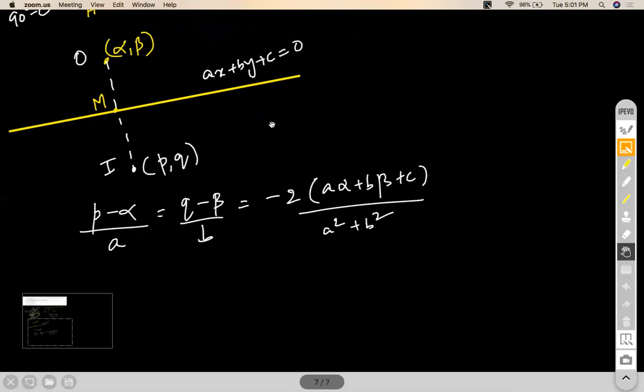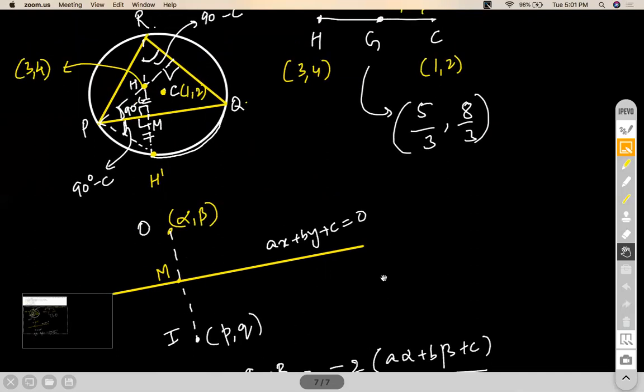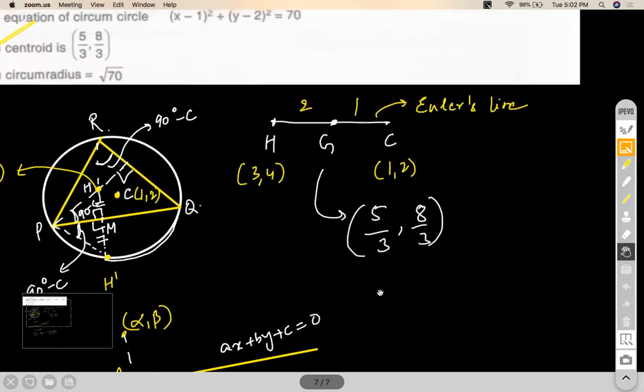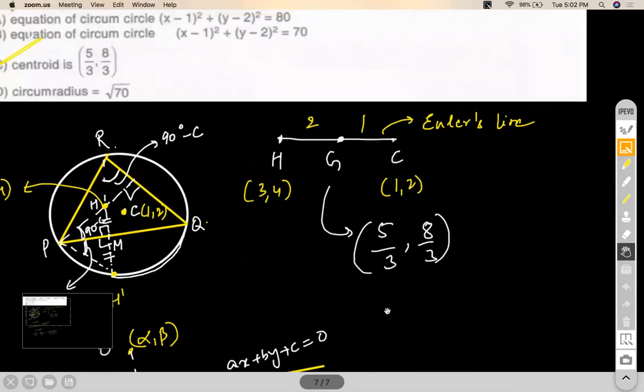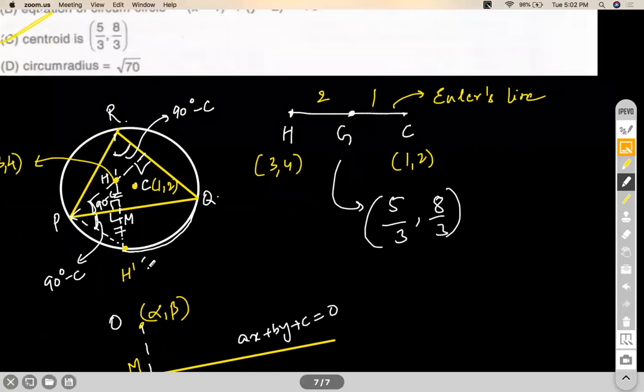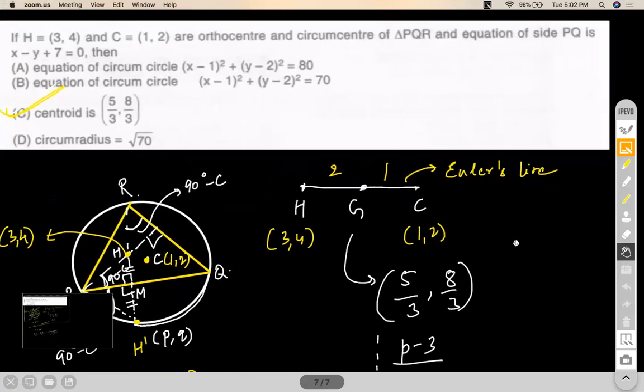So from our given situation, let us try to find out what is the mirror image of the orthocenter, which will happen to lie on the circumcircle. Okay. So this is 3, 4. So let me call this point as P, Q. So I'll use the formula over here. P minus 3 by A. A, if I'm not mistaken, is 1.